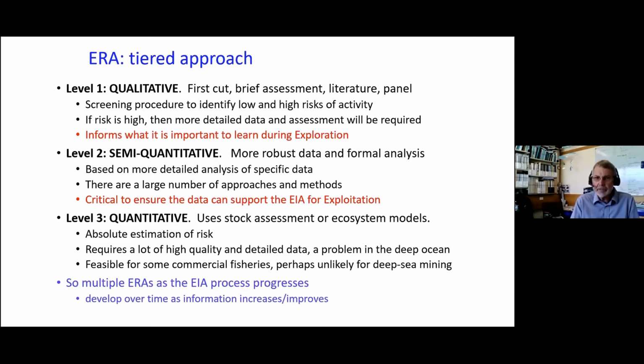As you go through that data collection process, you can move up to level 2, semi-quantitative. That's where you need to be before you can start really talking about an EIA for an exploitation. Ideally, you can get through to level 3, which is fully quantitative ecosystem type models. We do have these for fisheries. Whether we can get there for mining is another story. But the key take-home message here is you need multiple risk assessments as the EIA process progresses.